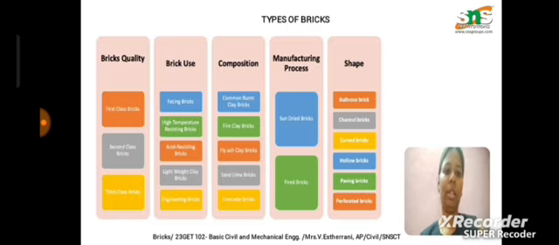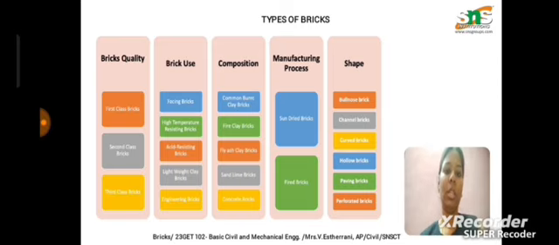Next one is the types of bricks. Depending on the brick quality, it is divided into first class, second class and third class brick. In first class brick, the proper dimension, proper shape and proper color is maintained, where the proper size is around 19 centimeter by 9 centimeter by 9 centimeter. This comes for the first class brick.